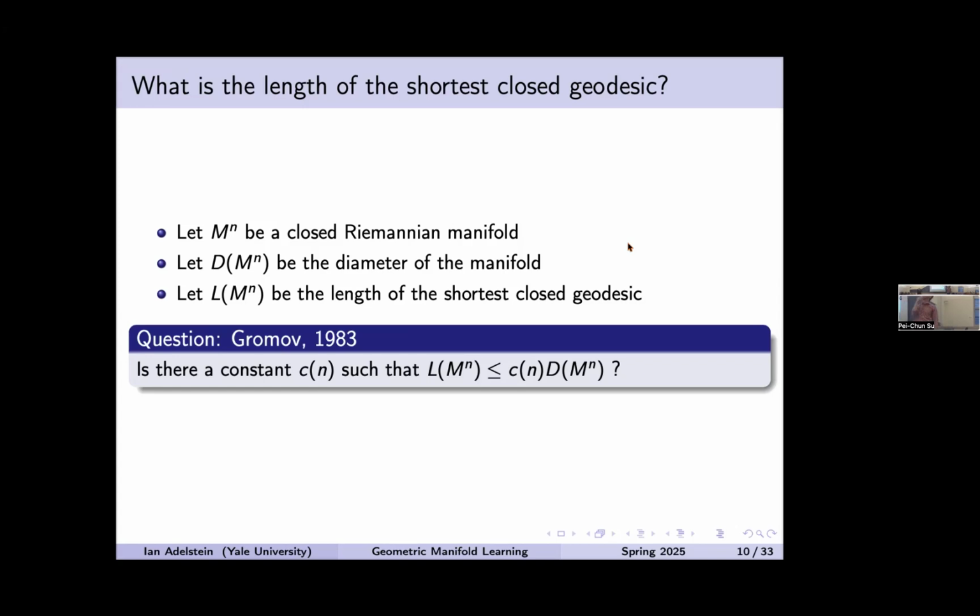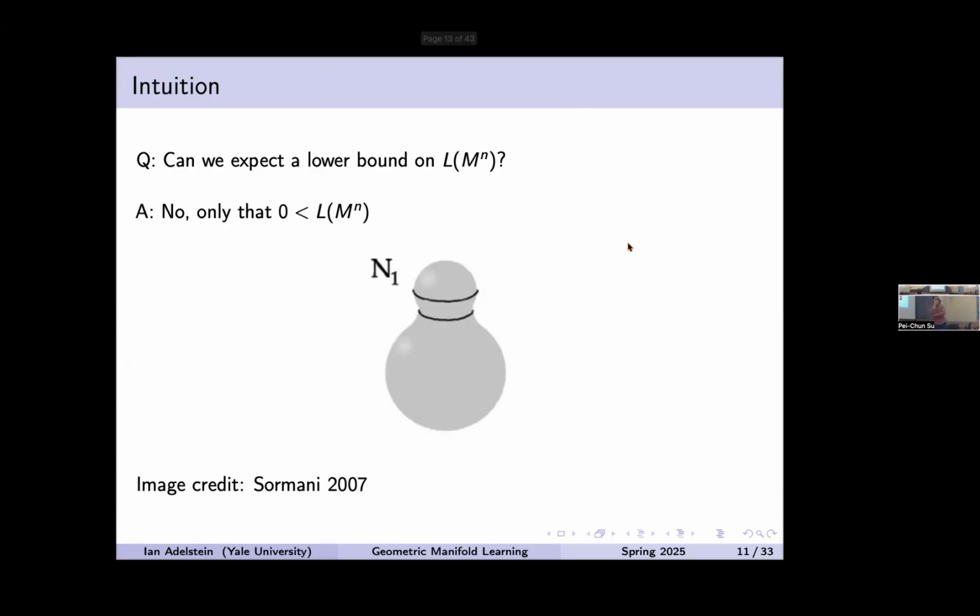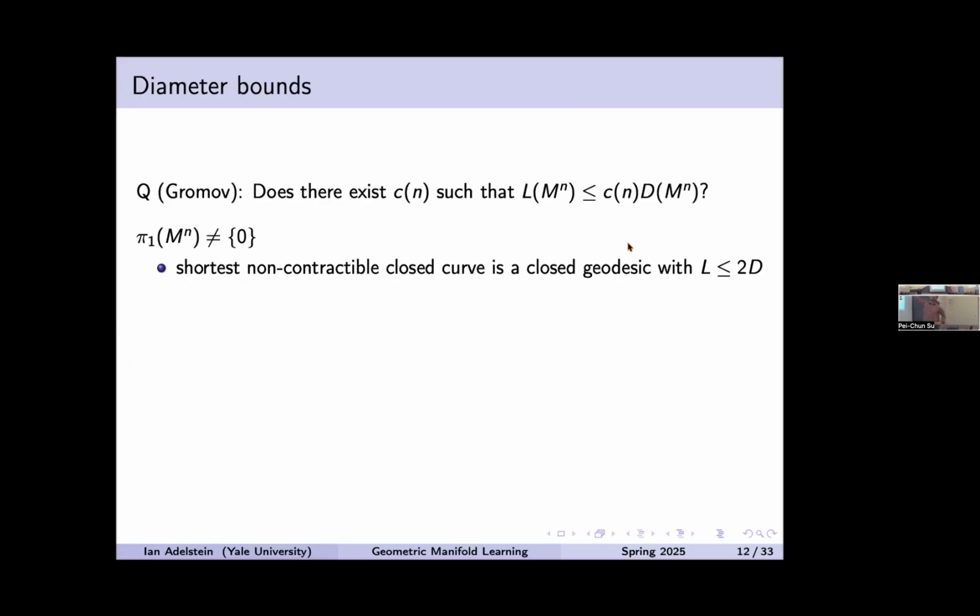And Gromov asked in 1983, is there some constant which depends only on the dimension such that the length is bounded above by the constant times the diameter? And okay, just to build some intuition, you shouldn't expect a lower bound on the length of the shortest closed geodesic. That's because these metrics can be weird. I can get a neck pinch like this. I can make this neck pinch as small as I want. And so the length of the shortest closed geodesic is just bounded away from 0. That's all you can say. Really, again, the question is, can we get an upper bound in terms of diameter on the length of the shortest closed geodesic?